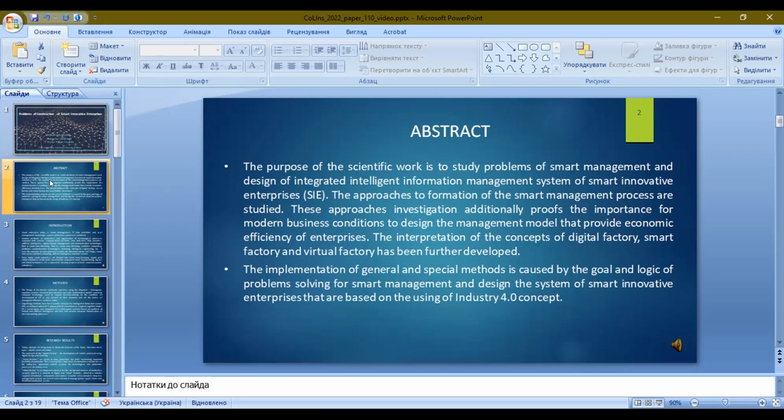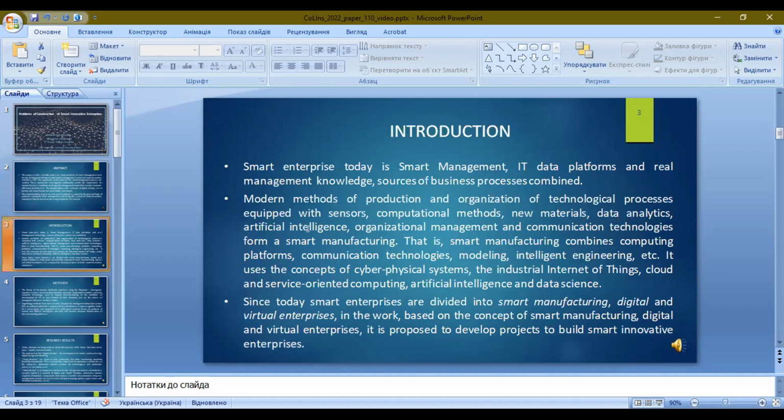of enterprises. The interpretation of the concept of digital factory, smart factory, and virtual factory has been further developed. The implementation of general and special methods is caused by the goals and the logic of problem solving for smart management and designed the system of smart innovative enterprises that are based on the using of Industry 4.0. Smart enterprise today is smart management, IT data platforms, and real management knowledge source of business processes combined.